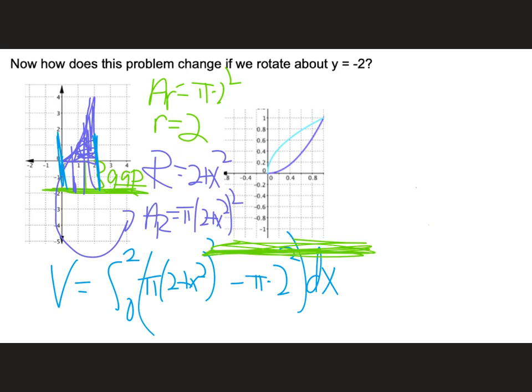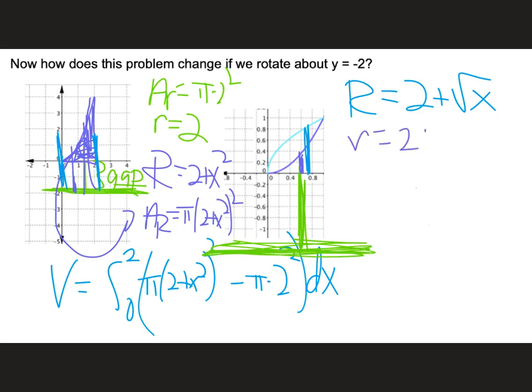So again, we have an inner radius and an outer radius. But in each of those, we have a green part. And then we'll have a purple part, or we'll have a teal part. So the big radius is 2 plus the teal part, which is the square root of x. And the little radius is 2 plus the x squared.